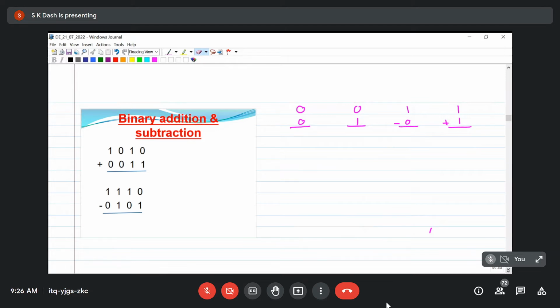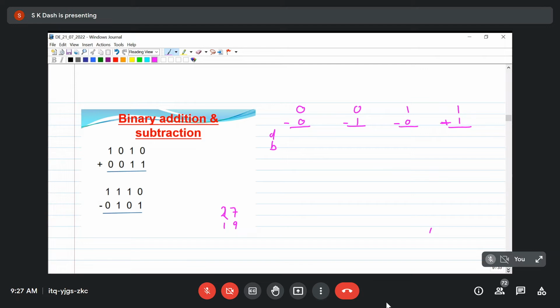Okay, so here when we go for subtraction, like addition you get two outputs. One is difference, one is borrow. Same thing happens in decimal also. Now suppose 27 minus 19. 7 minus 9 will not be possible. We will require a borrow from the next digit. So here also exactly the same thing happens. So here also we'll get two outputs, difference and borrow.